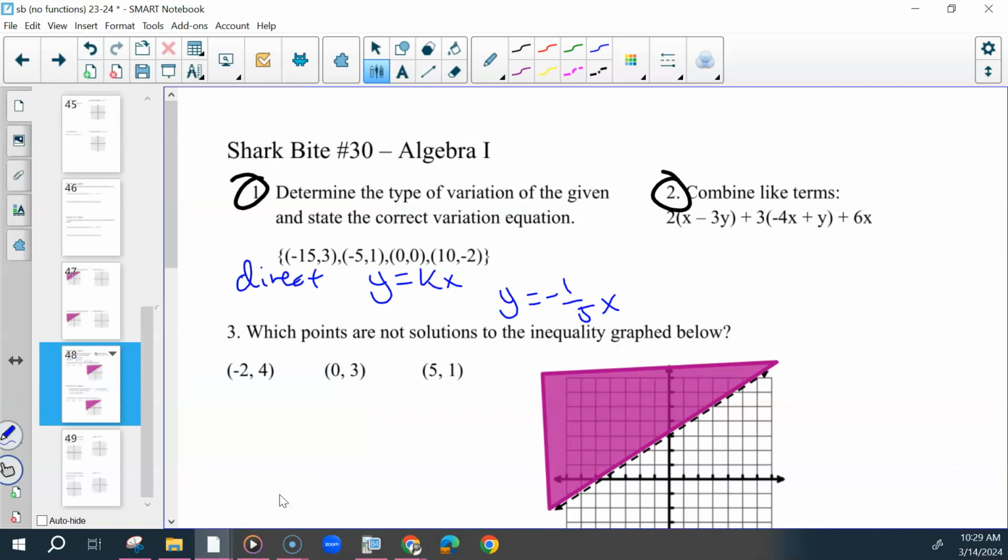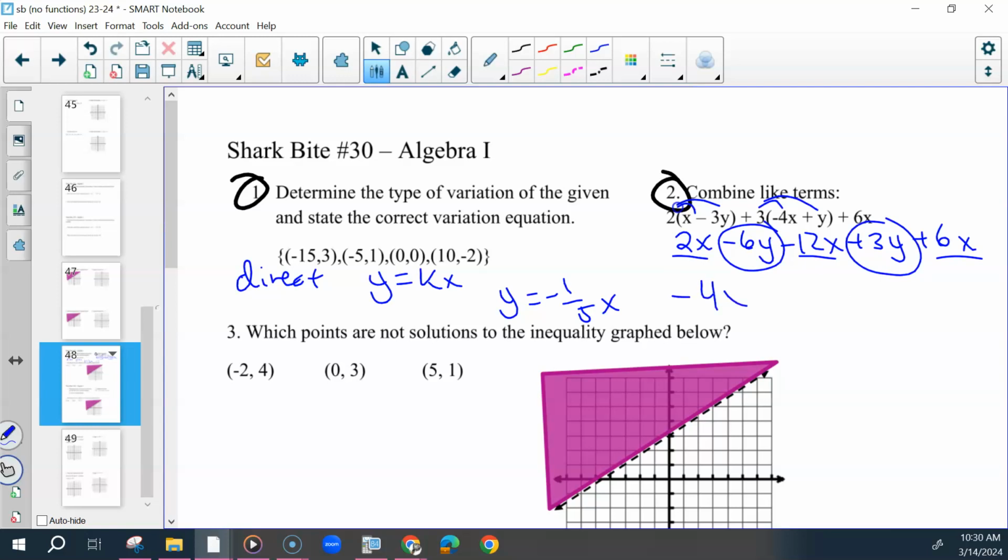Alright, number 2, combine like terms. Distribute the 2 and the 3. So we have 2x minus 6y minus 12x plus 3y plus 6x. And then combine all the x's together and the y's. So we have negative 10x plus 6 and negative 4x, and then minus 3y. Oh, wait. Just kidding, I thought we were multiplying with a variable. Never mind.